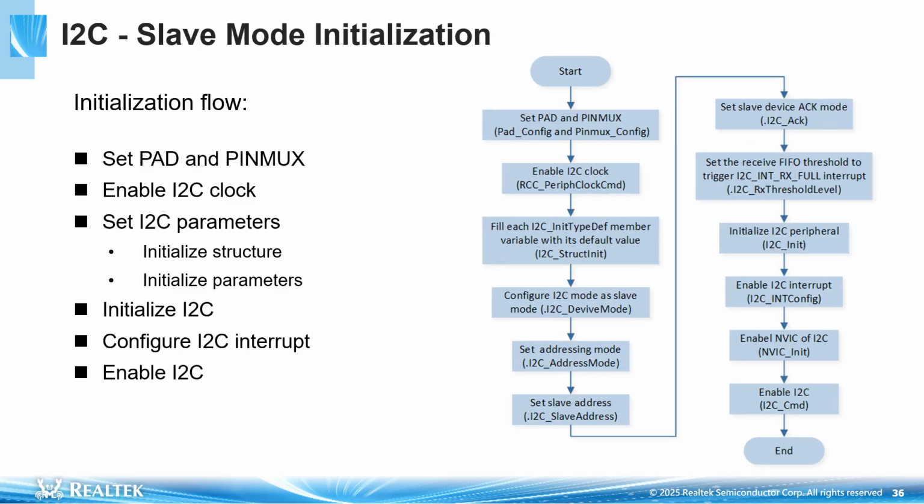The initialization process of I2C slave mode is shown in the figure. The first step is to set PINMUX and PAD, the second step is to enable the I2C clock signal, the third step is to set the I2C transmission mode to slave mode, the fourth step is to set the slave address mode, the fifth step is to set the slave address, the sixth step is to set the ACK mode, the seventh step is to initialize I2C according to the set parameters, the eighth step is to configure the I2C interrupt, and the ninth step is to enable I2C.